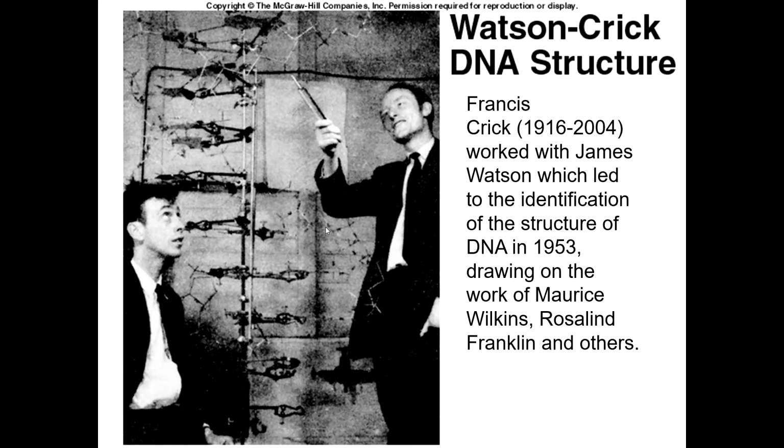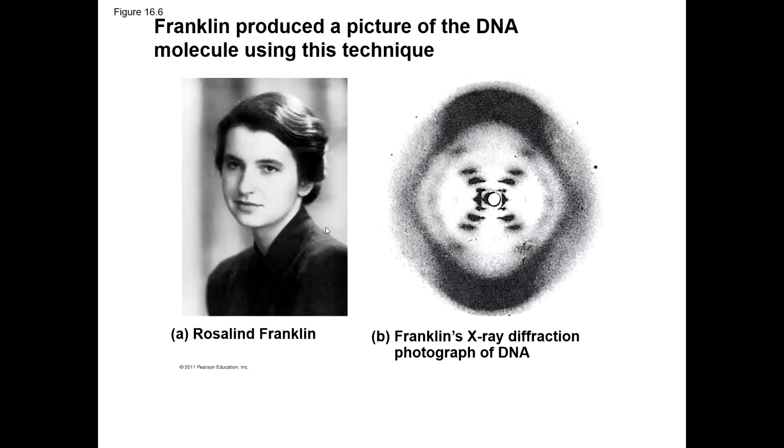Then there were some others, Maurice Wilkins and Rosalind Franklin, that also, as that video pointed out, were involved in figuring out this DNA structure. So Watson and Crick, although they get the majority of credit for this, they really couldn't have done it without Rosalind Franklin using that X-ray diffraction technique to figure out that DNA was a double helix.